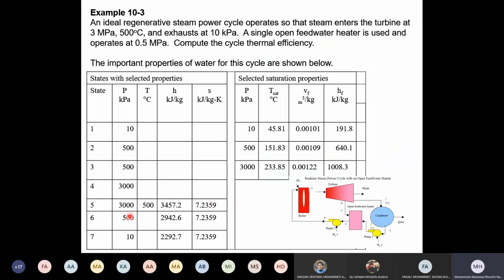Now let us take an example. Let me just look at the watch here. It is 9:40, so I'll give this in about 5 minutes or so.